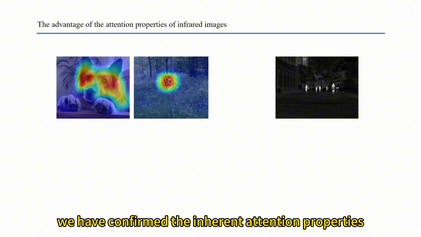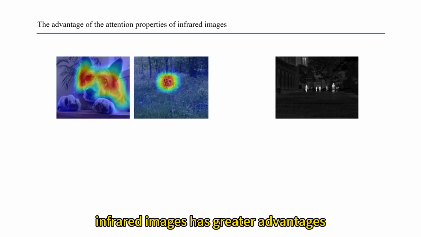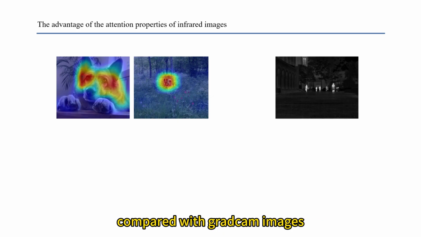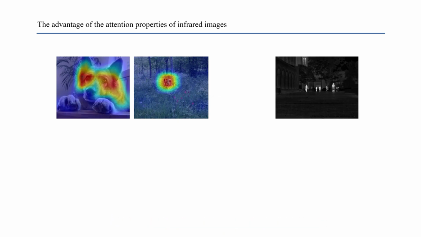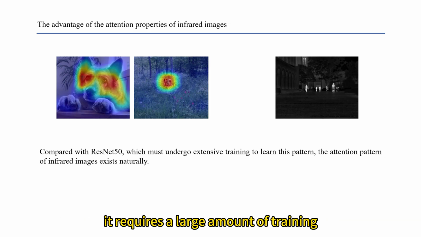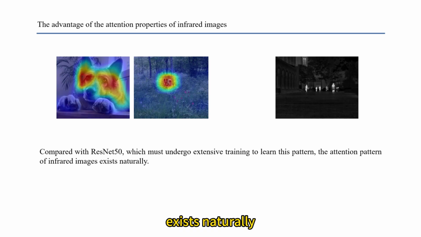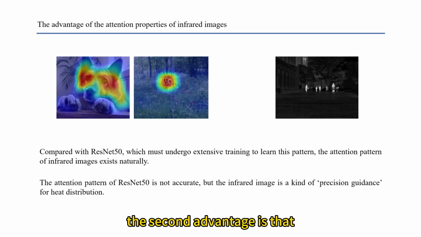We have confirmed the inherent attention properties of infrared images. Now, let's take a closer look and see if the attention pattern of infrared images has greater advantages compared with Grad-CAM images. Yes, the first advantage is that ResNet 50 requires a large amount of training to learn the attention pattern, while this attribute of infrared images exists naturally. The second advantage is that the attention pattern of ResNet 50 is not accurate, while the infrared image is a precise guidance for heat distribution.